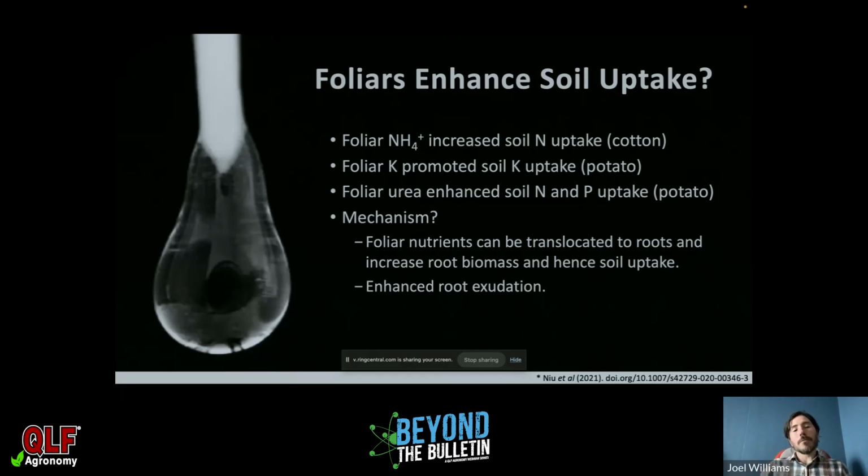And if you produce a bigger root system, that root system is going to explore more soil volume and acquire more nutrition from the soil. So you're helping the plant obtain more nutrition from the soil, because some of that foliar applied nutrients is going to stimulate root biomass growth.